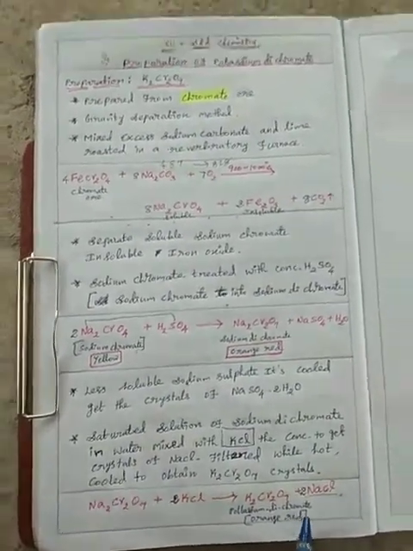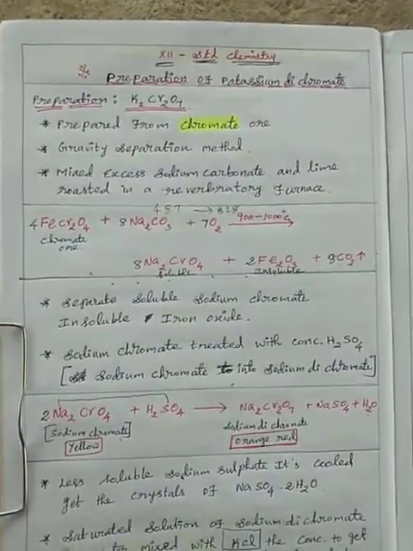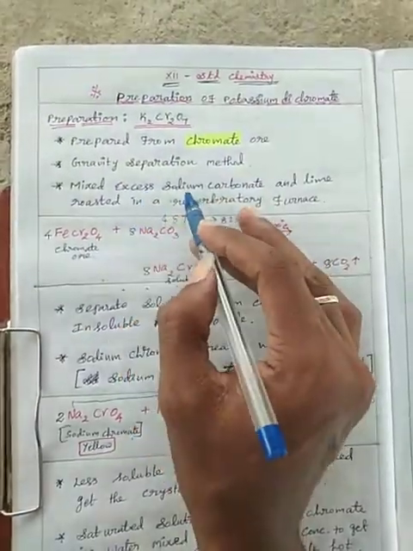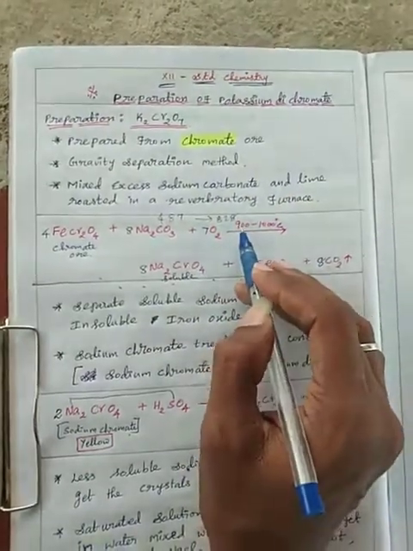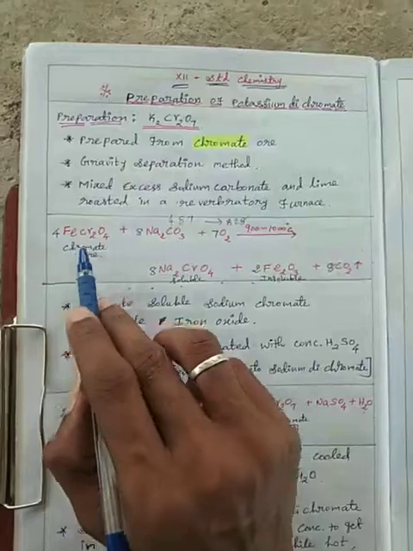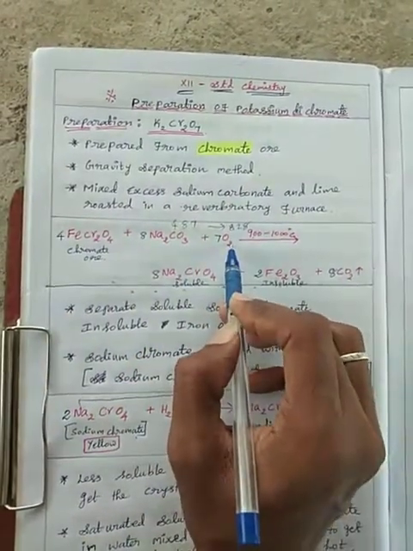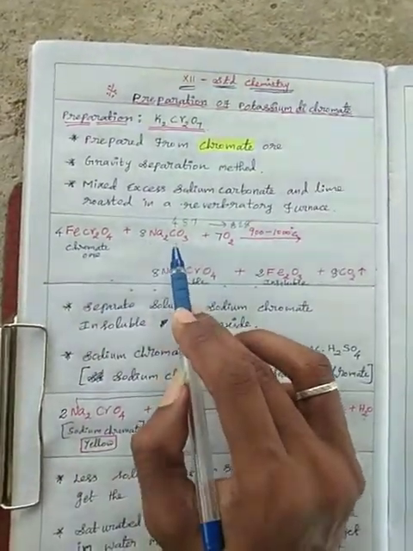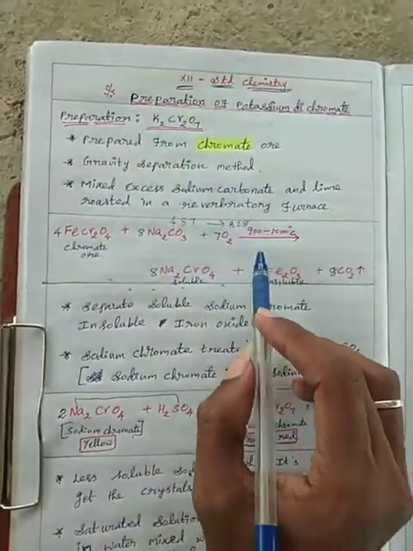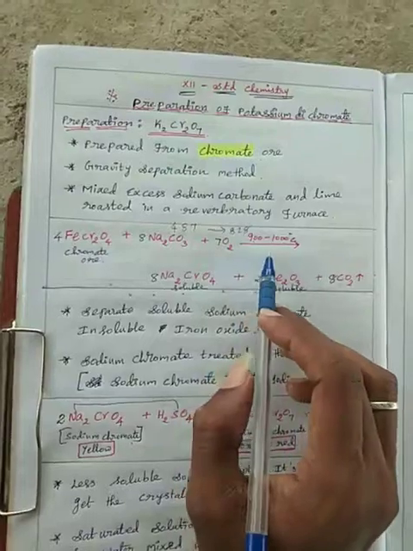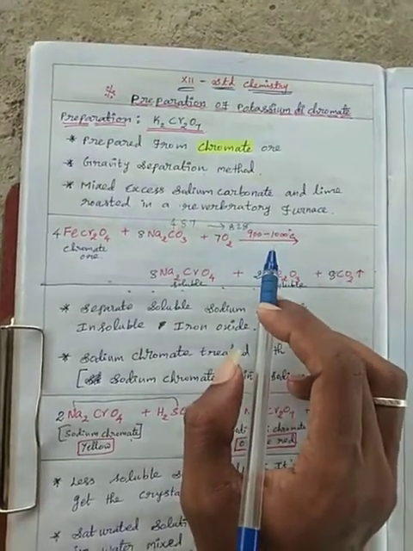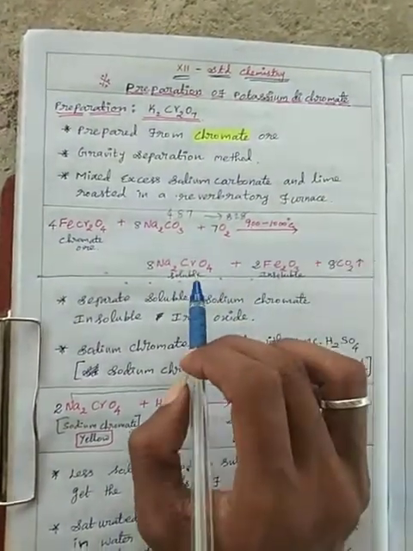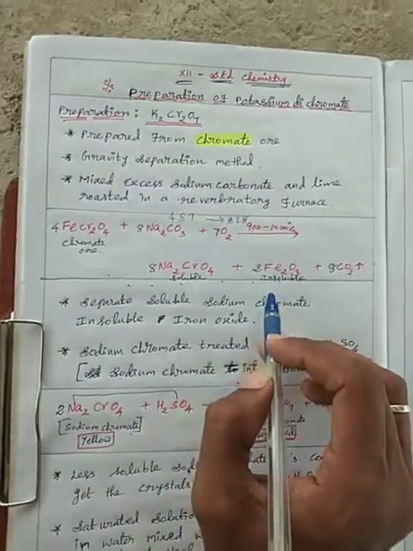So remember, recall this. Preparation of potassium dichromate is a very important question. It is prepared from chromite ore by the gravity separation method, mixed with sodium carbonate and lime at 900 to 1000 degrees Celsius. Chromite ore, sodium carbonate and oxygen: 4 moles of chromite ore, 8 moles of sodium carbonate, 7 moles of oxygen react in a reverberatory furnace to give soluble and insoluble products, soluble sodium chromate and insoluble iron oxide.